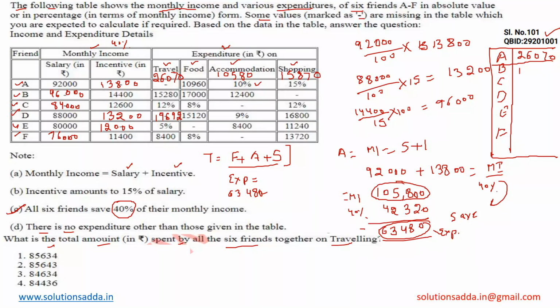For person B, it is given in the table, 15,280, and 12% for person C will be around 11,592, and for person D, 12% of the monthly income will be around 19,692. For person E, 4,600, and for person F, it will be around 8,400. You may add these values and it will be around 85,634. So the correct option for this question will be 85,634. That is option number 1.